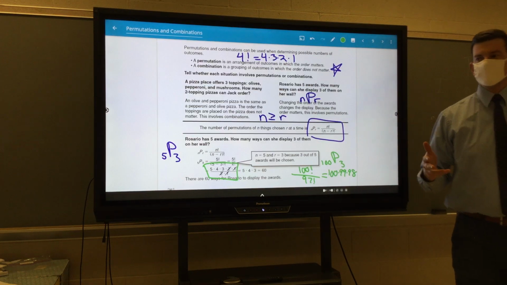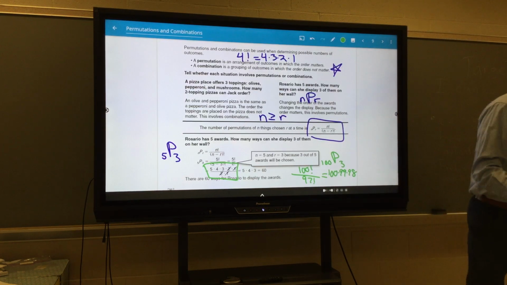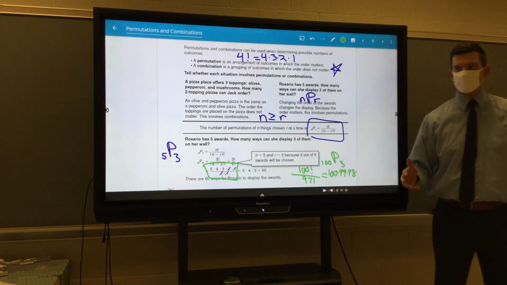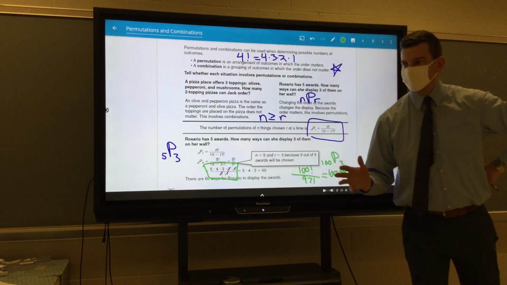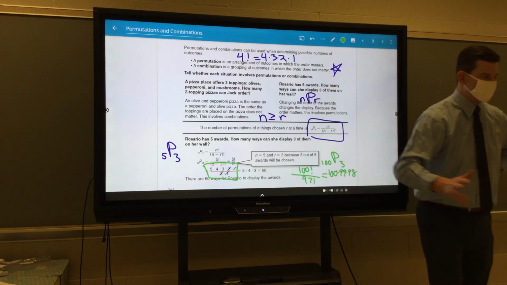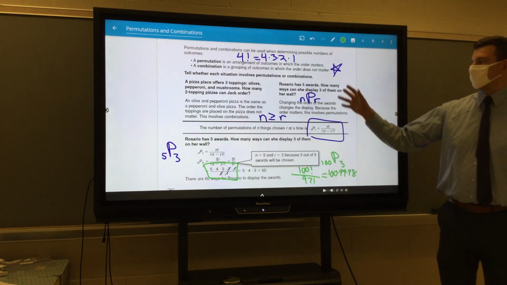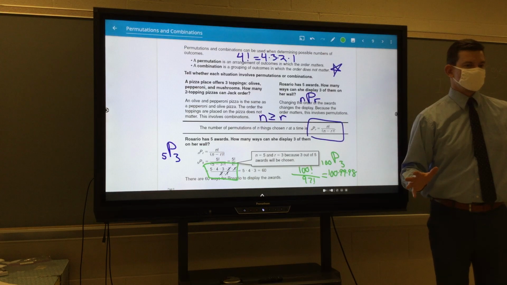If you're going into computer programming, you're going to see permutations and combinations. Fields like logistics and supply chain use permutations and combinations quite a bit as well.